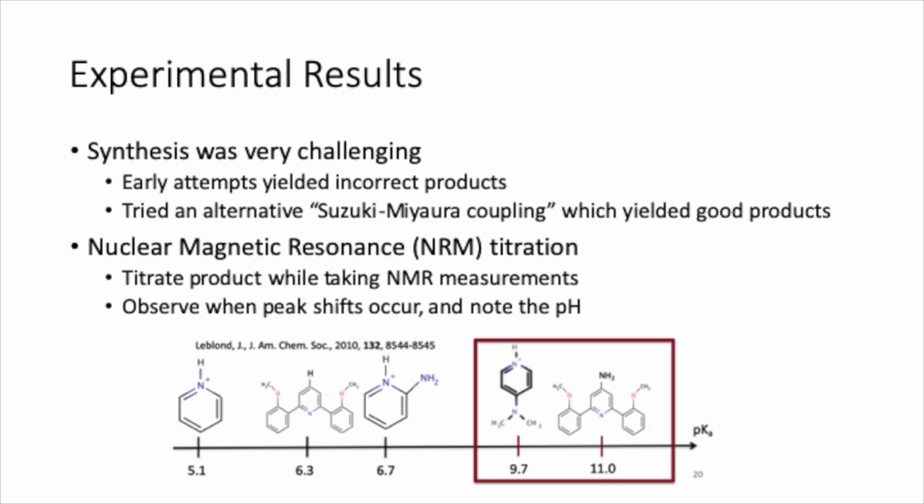Nuclear magnetic resonance titration was able to tell us the pH at which switching occurred and was seen to switch at a pH of 11. This is highlighted in the red box. This was higher than the tweezer with no chemical group, as predicted by the computational model.